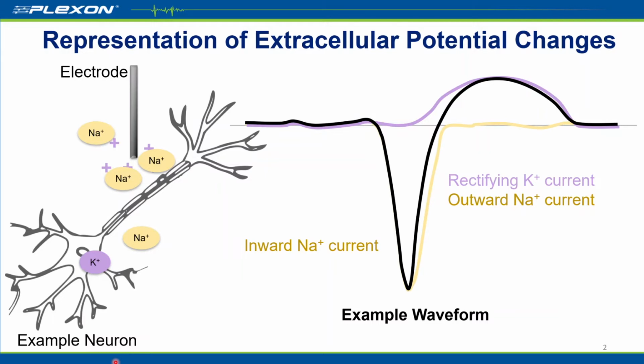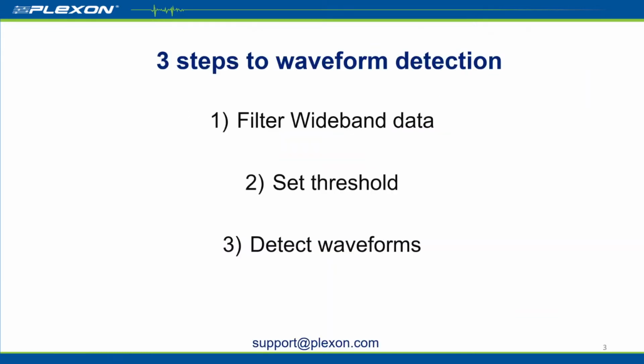As you may imagine, waveform shape will vary based on multiple factors including type of neuron, how close the electrode is to the signal, and how many neurons are contributing to the signal. But this shape should give you a basic idea of what we are looking for when defining waveforms. There are 3 steps to waveform detection in Offline Sorter.